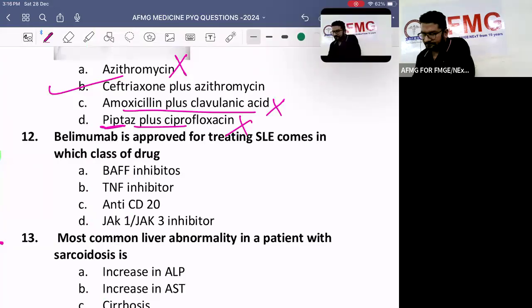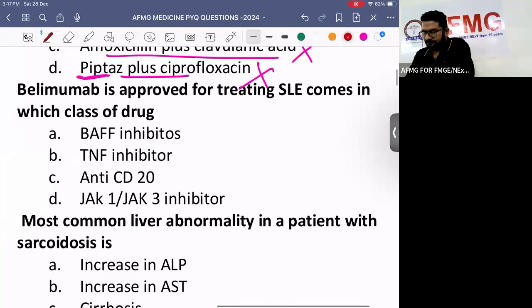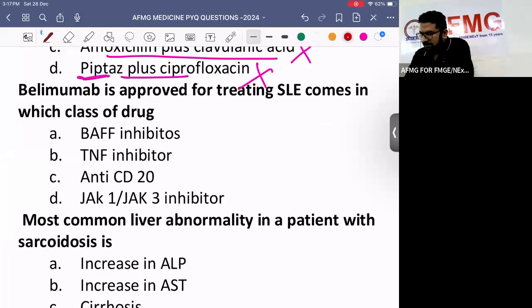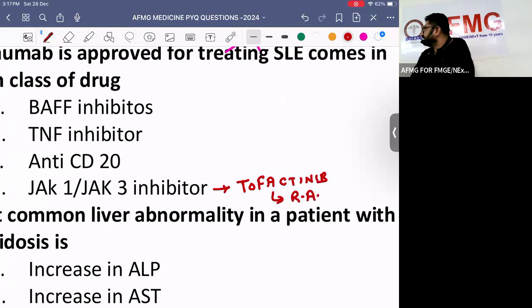Belimumab, tell me. How will you give belimumab? What is the mechanism of action? Tell me, what do you think? Okay, what do you know about JAK1, JAK3 inhibitor? Which one is this? Where do we give JAK1, JAK3? Tofacitinib. And where do we use this? RA. It is used in rheumatoid arthritis.